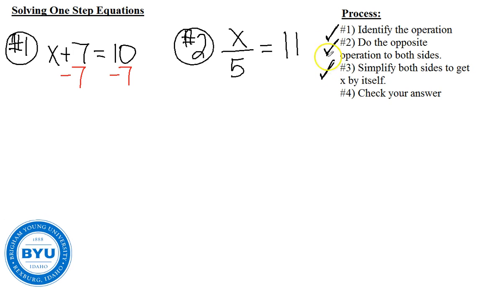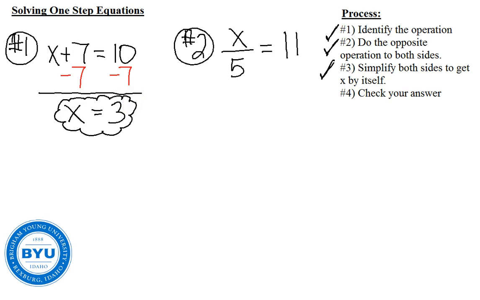Now, we simplify both sides of the equation. Notice here the plus 7 and the minus 7 go away, leaving us just with x. And here we have 10 minus 7, which is 3. x equals 3. x is now by itself, and this is our answer.